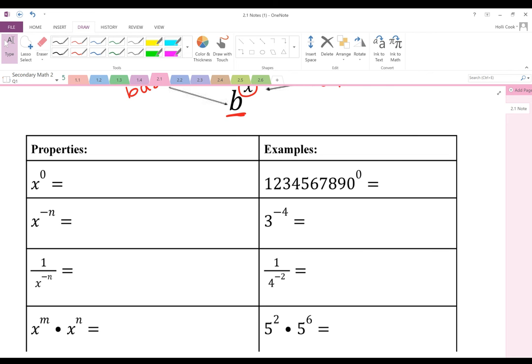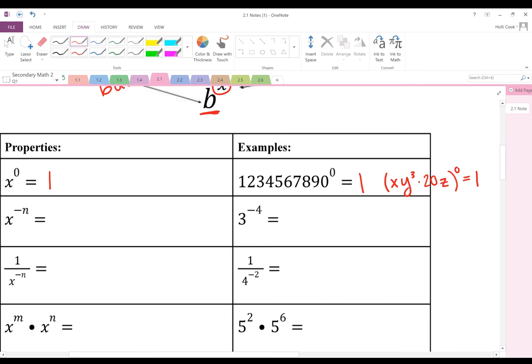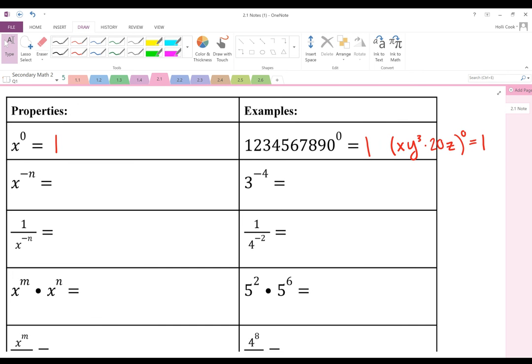Okay, so the first property is x to the 0 power. Anything to the 0 power is equal to 1. So 9 to the 0 power is just 1. Even if you had something like x, y cubed times 20, z, and a whole bunch of stuff inside, but it's all raised to the 0, it just equals 1. Anything to the 0 power is 1.